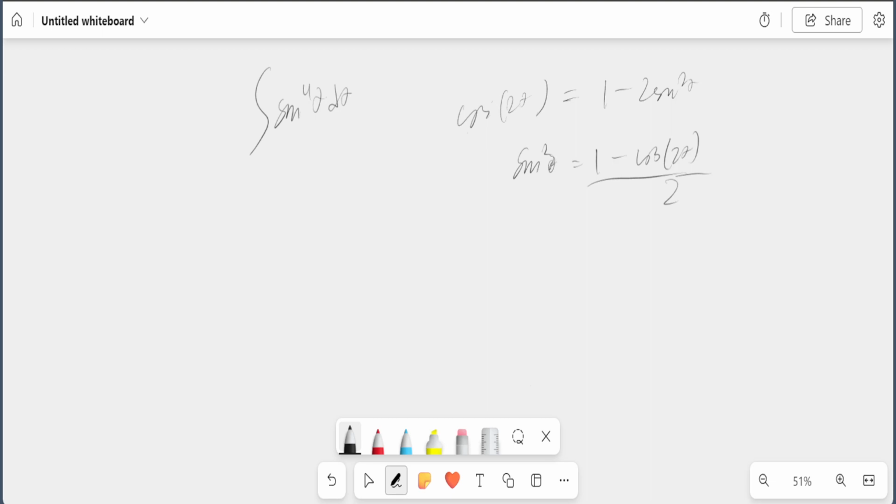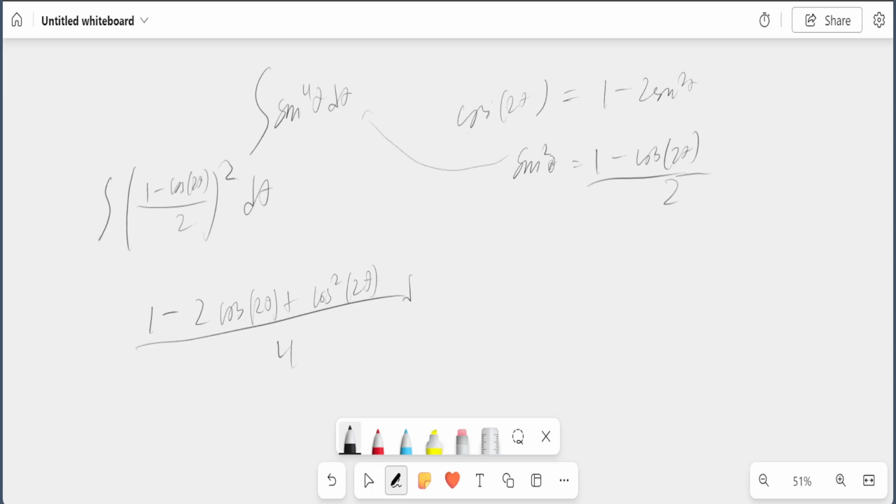So now what we do is we plug that in here and we get the integral of (1 minus cosine 2 theta over 2) squared d theta. So that's (1 minus 2 cosine 2 theta plus cosine squared 2 theta) over 4 d theta. And then you guys know where to go from there, right?